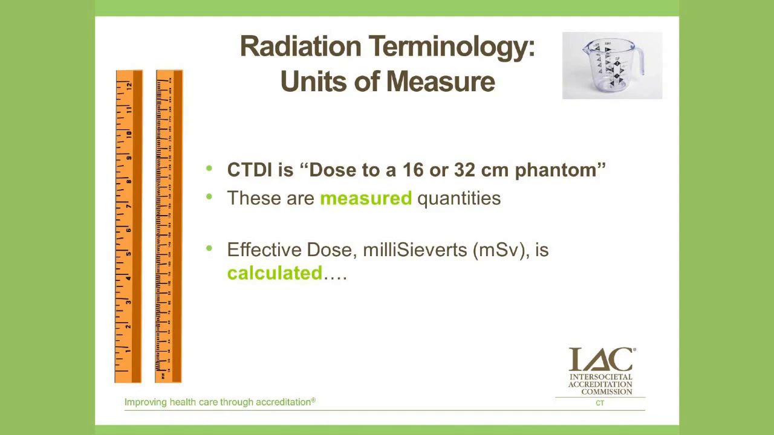And that is in terms of effective dose, or millisievert, and it's a calculated number. It's calculated by the machine. If you use the same protocol on 3 different patients, you will get the same CTDI value, but the dose of that patient will not be exactly the same. That will be dependent on the size of that patient.